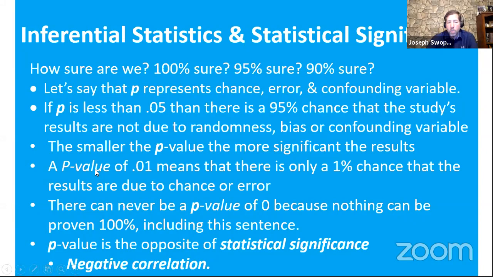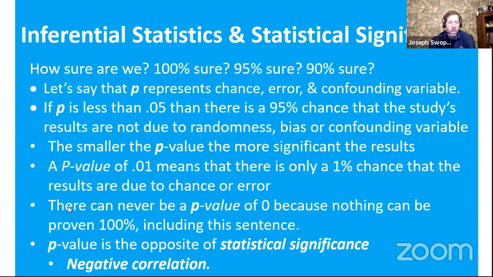So a p-value of 0.01 means there's only a 1% chance that the results are due to chance or error. That's a 99% certainty. If your statistics yield a p-value of 0.01, that's really powerful. That's a really strong result. There can never be a p-value of 0 because nothing can be proven 100%, including this sentence. That's a fun one to think about. Remember, nothing's absolute except this sentence, or maybe including this sentence, depending on how you want to philosophically play with that.